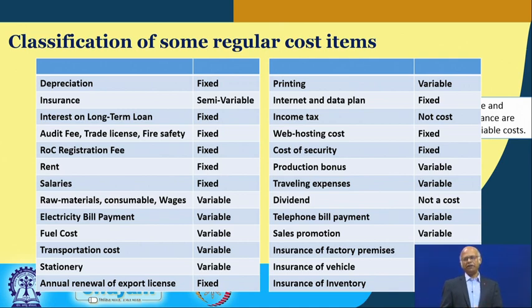Telephone bill payment is variable, because if you sell more you will be telephoning more and more, etc. Sales promotion also is variable, because sales promotion cost is directly proportional to sales. The more you spend, the more you sell, something like that, etc. So, you see that leisurely.